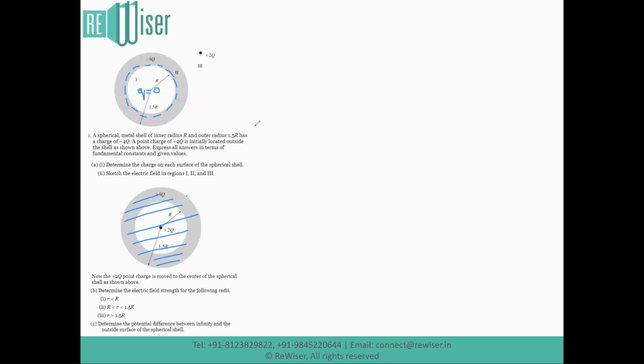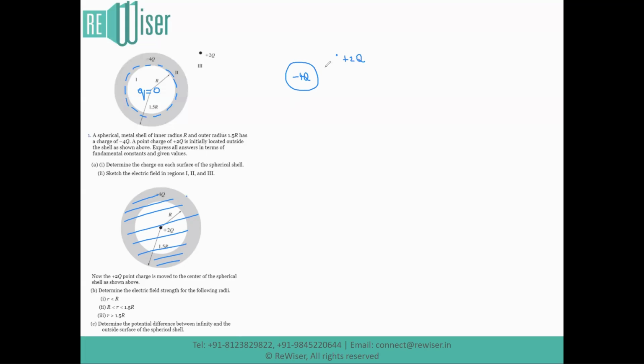Moving on, in region 3, we understand that region 3 here is the external region, which has two charged bodies in close proximity. One of them is the metal shell shown here with a total charge of negative 4 capital Q, and another point charge at a small distance, which has a charge of plus 2Q.